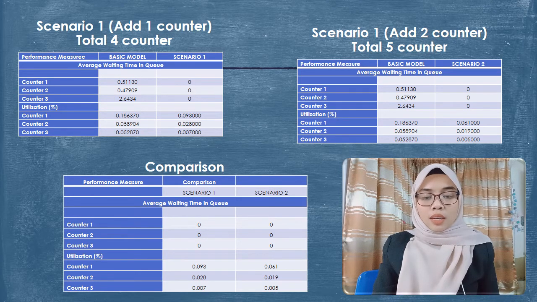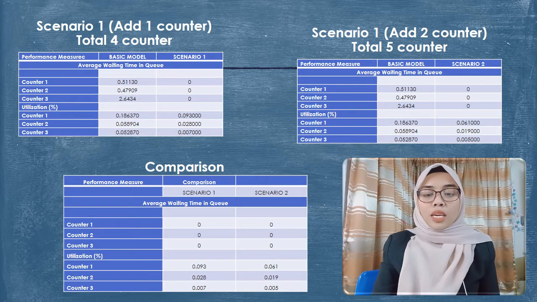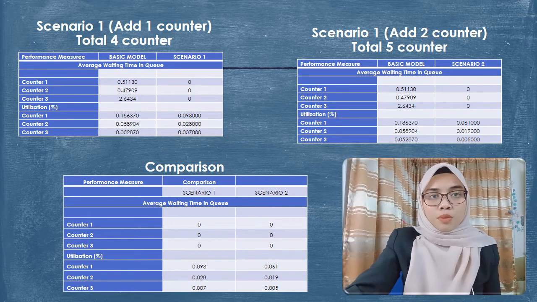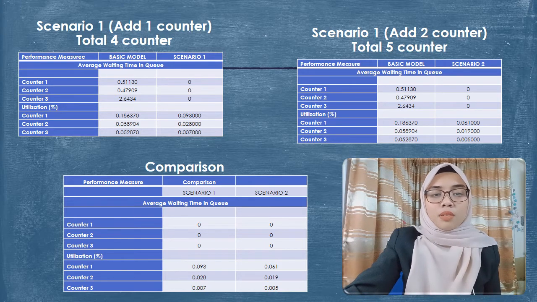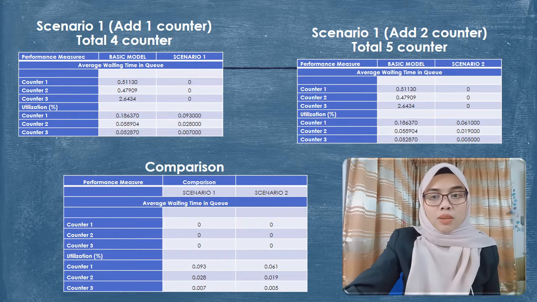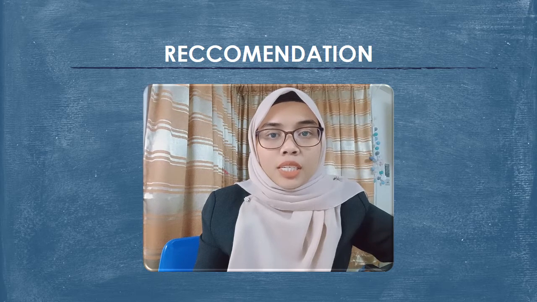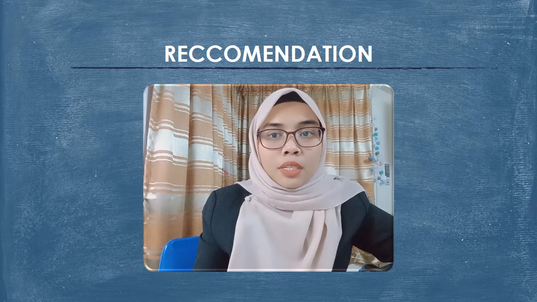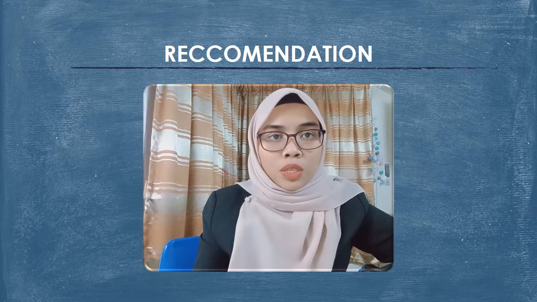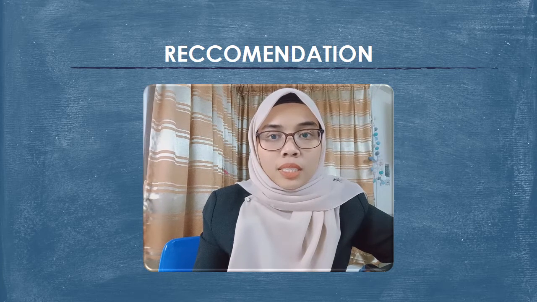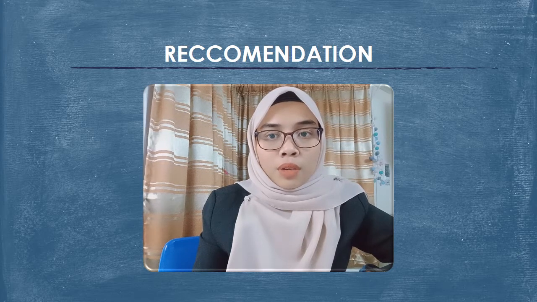So here I had done two comparisons between both scenarios. We can see that even though the result of both scenarios is positive, from the comparison we can see that scenario 2 has the lowest waiting time and lowest utilization compared to scenario 1. We can say that scenario 2 is the best intervention to reduce the waiting time customers spend at the post office counter. For the recommendation, from the result, the best way to reduce waiting time in the post office is scenario 2, which is a total number of 5 counters.